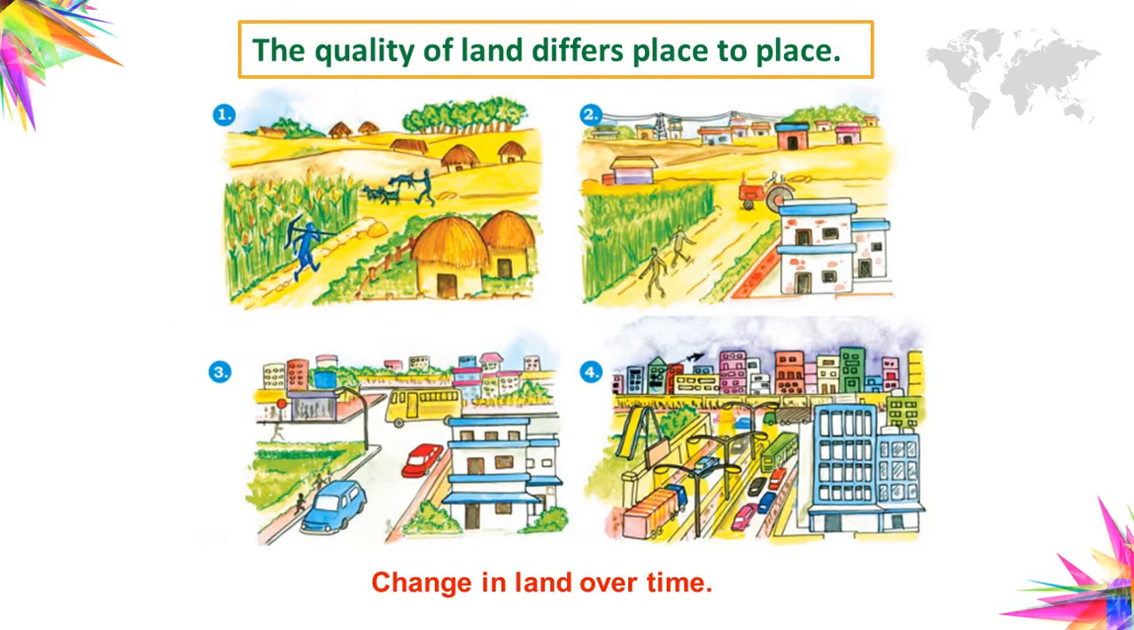Here you can see the land change. The quality of land differs from place to place. If it is on mountains, the quality of land is less because the land is not that fertile when compared to plains. And plains are very helpful for growing plants. Here you can see the 4 pictures of how the land is changing over time.